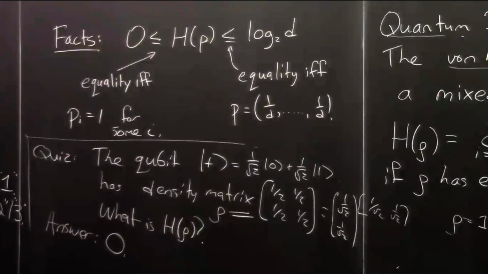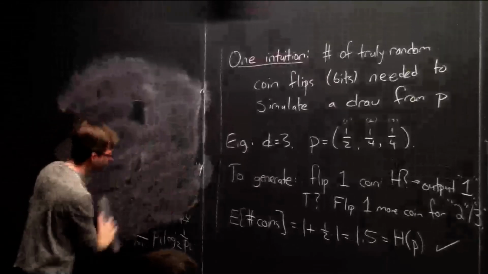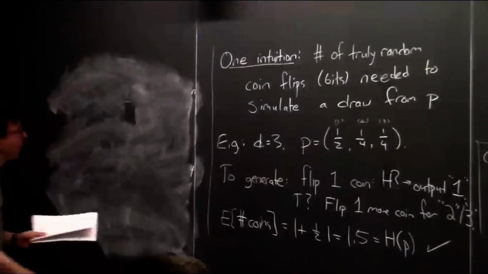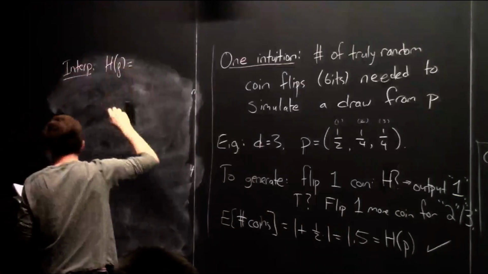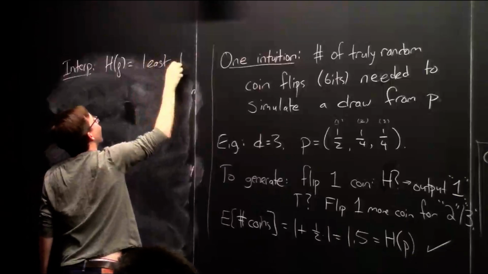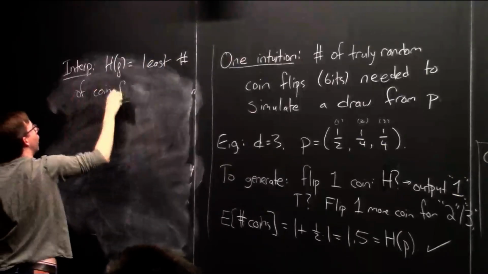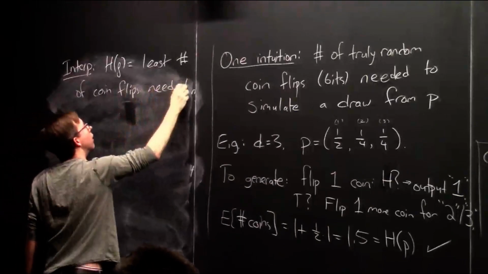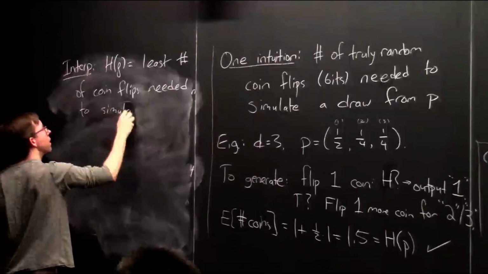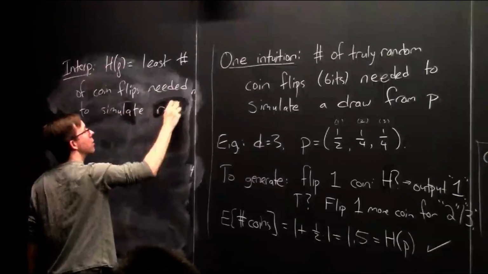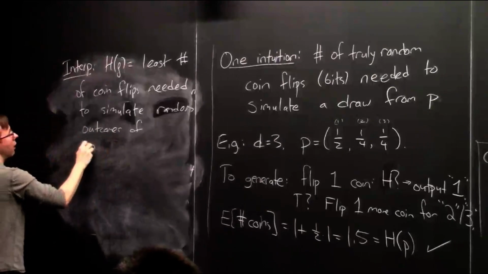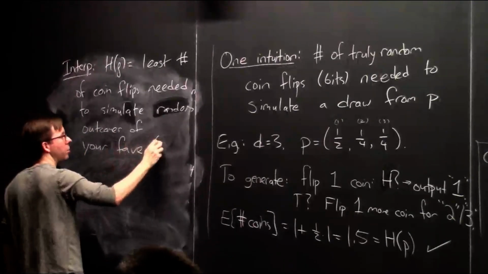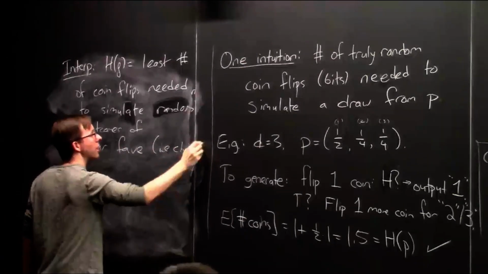In fact, let me give some intuition for this von Neumann entropy that's analogous to the classical one, or an interpretation. H of rho is the least number of coin flips you'd need on average to simulate the random outcomes of your favorite, i.e. the cheapest, measurement in an orthonormal basis.